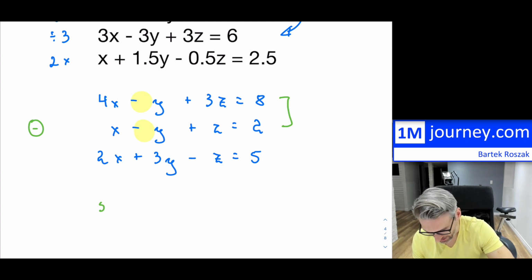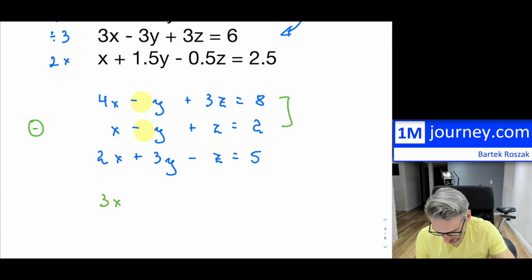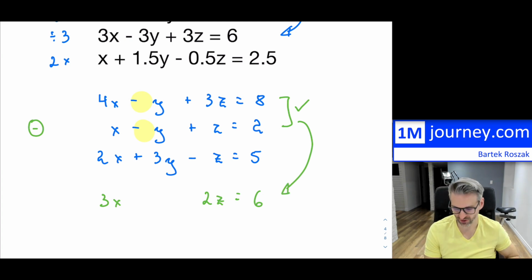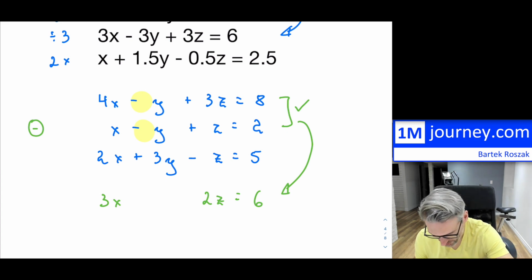So I'm going to be subtracting. So 4 minus the 1, that's going to be 3x. My y is gone, and then 3 minus the 1, that's going to be 2z is equal to 6. Okay, so what this tells me, since I don't have a 0 on the left-hand side, is that these two planes indeed will intersect at some line. All right, so those are the first two.